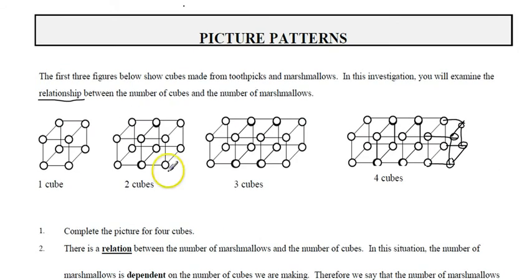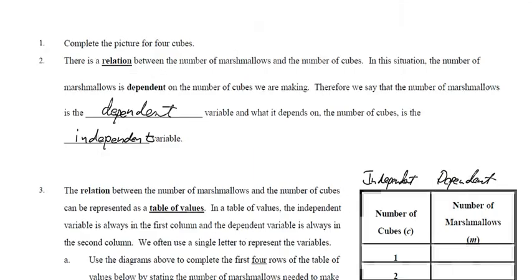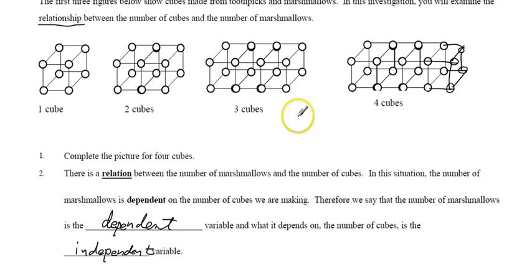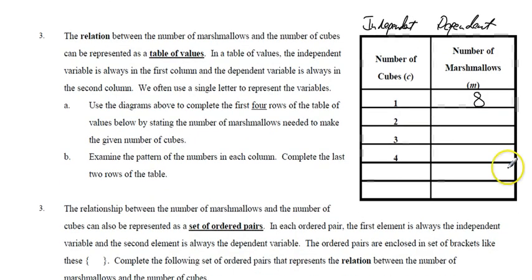So we're going to go up here and just count. I need 1, 2, 3, 4, 5, 6, 7, 8 marshmallows to make cube number 1. I've got the 9, 10, 11, 12 to make cube number 2. And it's something that you can count for yourself. So 16 and 20. And you'll notice that we can see a pattern here. If I increase the number of cubes, my number of marshmallows also increases by 4 each time.